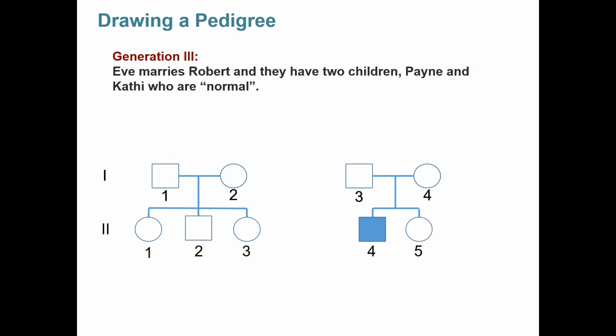In generation 3, we're told that Eve marries Robert, and they have 2 children, Payne and Kathy, who are normal. So we need to add generation 3, and we need to have them have 2 children who are not filled in, because they're normal. Okay, so drawing a pedigree is pretty straightforward. You're just going to draw all of the individuals that are mentioned.